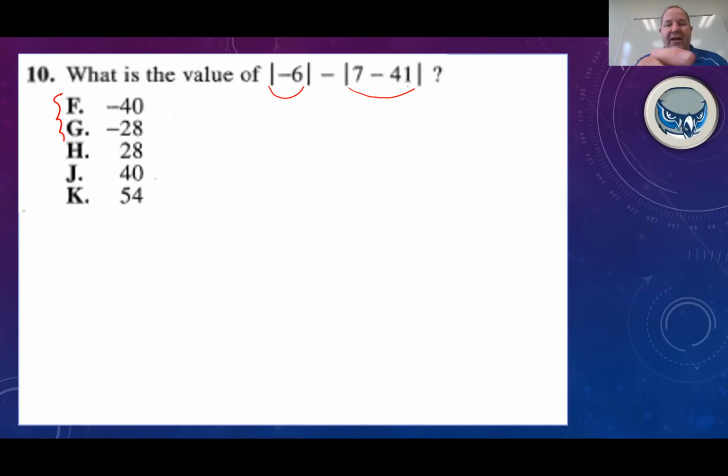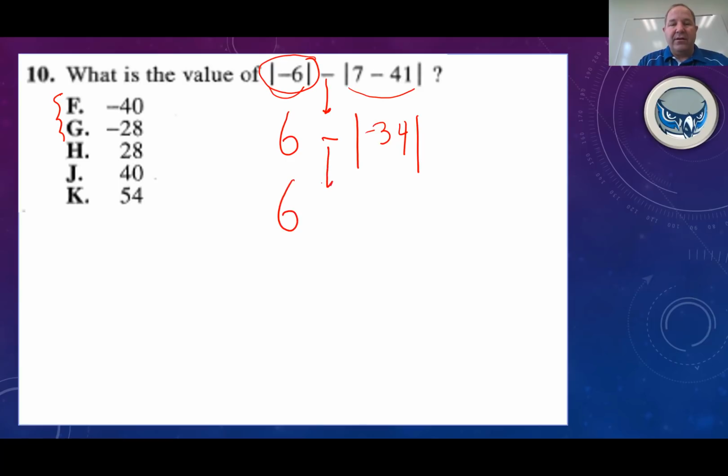So in math class, the absolute value of -6 is 6. We bring down the minus sign. And then 7 minus 41 is -34. Okay, let's keep going. We're bringing down the minus sign. The absolute value of -34 is +34. And now we have 6 minus 34, which is -28. And then that's our answer.